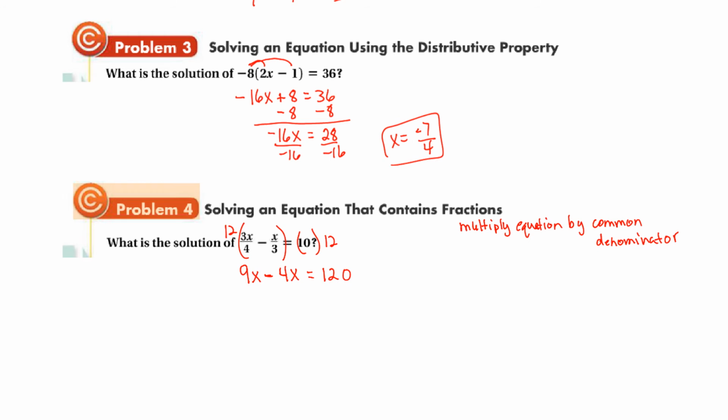Step 2, no parentheses. Step 3, combine like terms on the same side. So I have my 9x minus 4x, which would give me 5x equals 120. Divide 120 and 5x both by 5. And we get x equals 24.